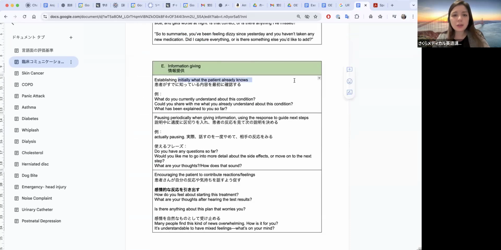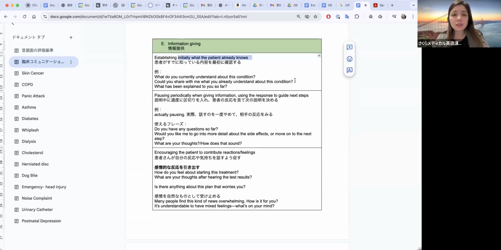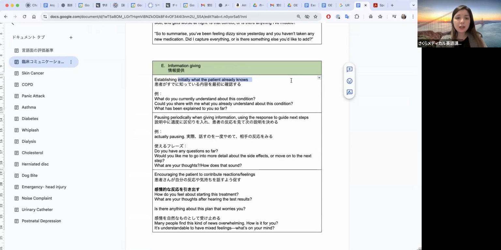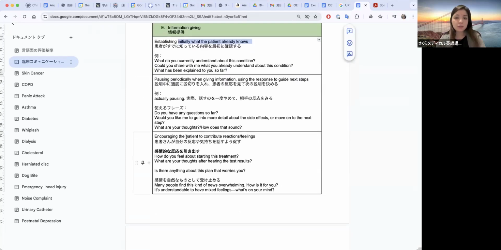And then E, information giving. E1, establishing initially what the patient already knows. So I always say start with assessment first, right? Assess first. What do you understand about insulin injections? Great one to do. Okay. Pausing periodically when giving information, using responses to guide the next steps. Yeah. Do you have any questions so far? How does that sound? What do you think?